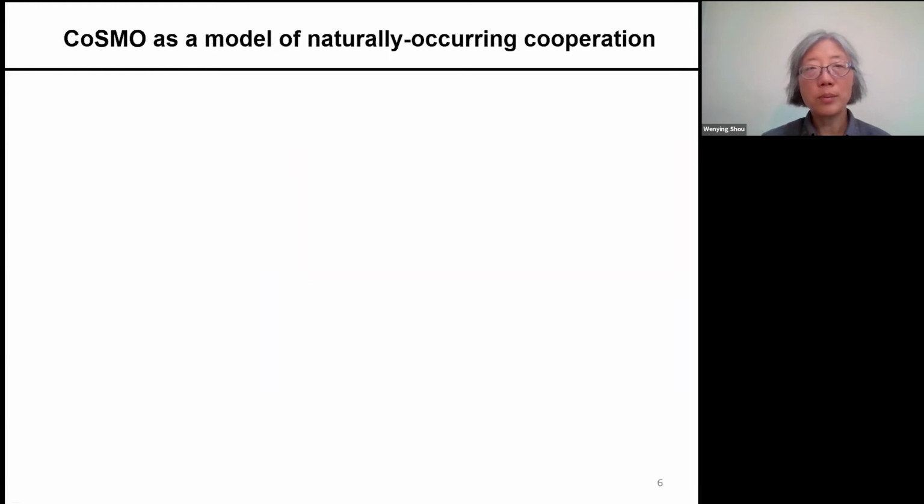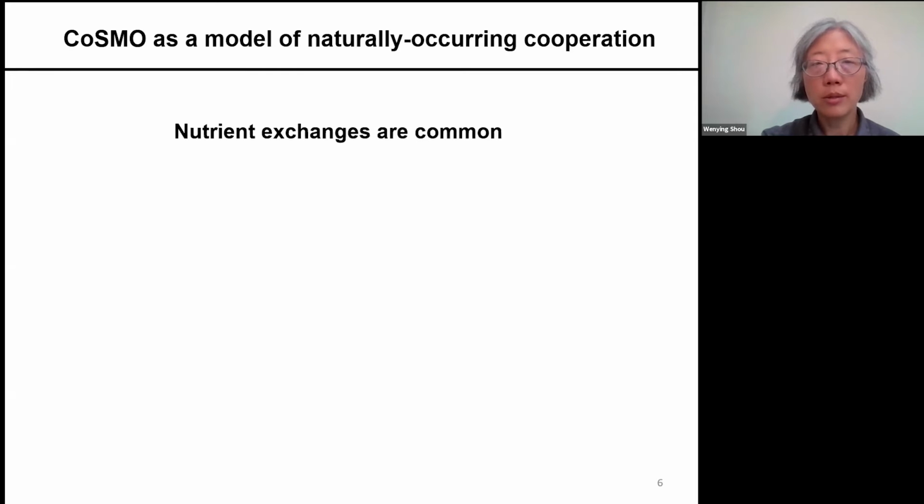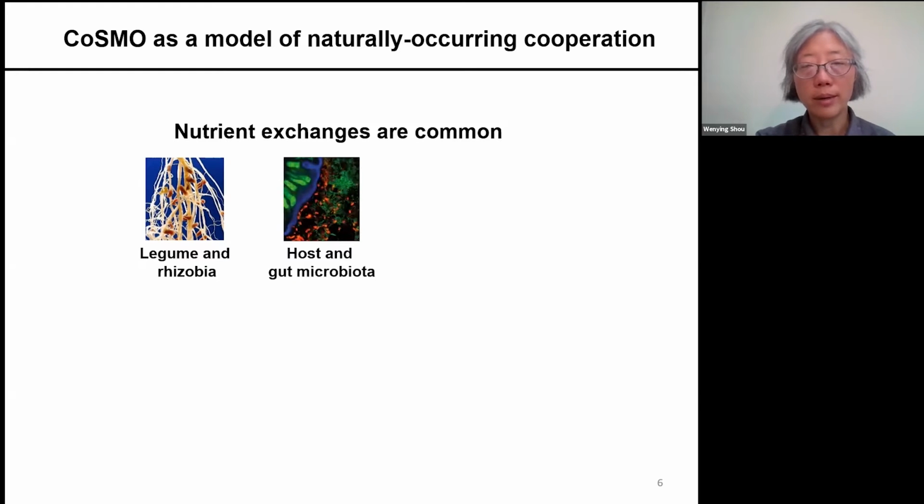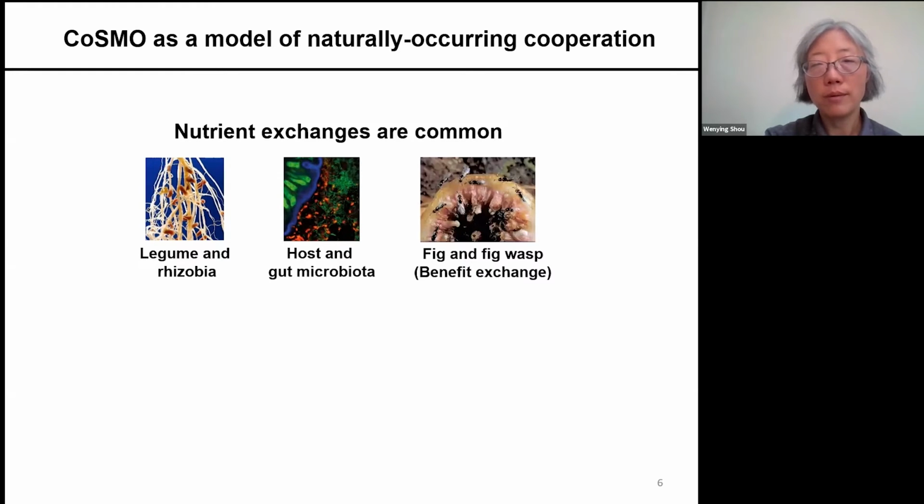I argue that Cosmo is a model system for studying naturally occurring cooperation. This is because nutrient exchanges are common, for example, between legumes and the nitrogen-fixing rhizobia, between host and gut microbiota. If we generalize nutrient exchange to benefit exchange, we have many more examples. For example, the fig flower and the pollinator fig wasp exchange benefits.